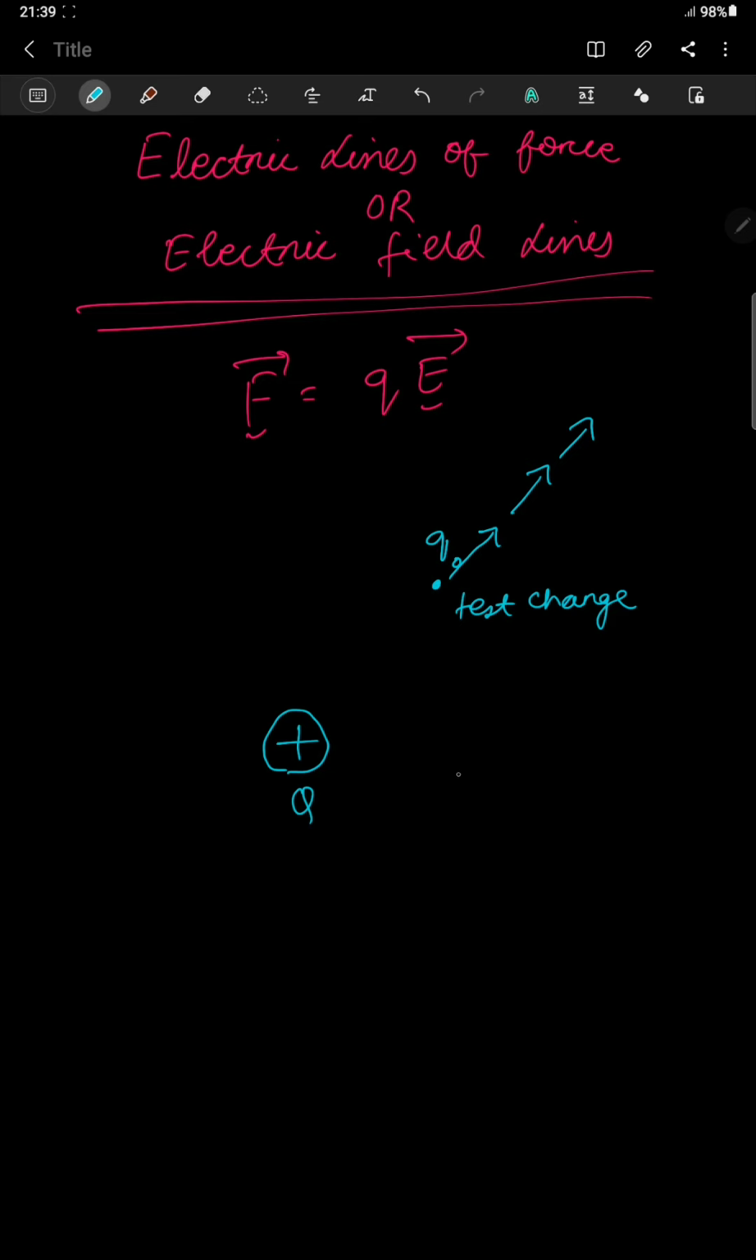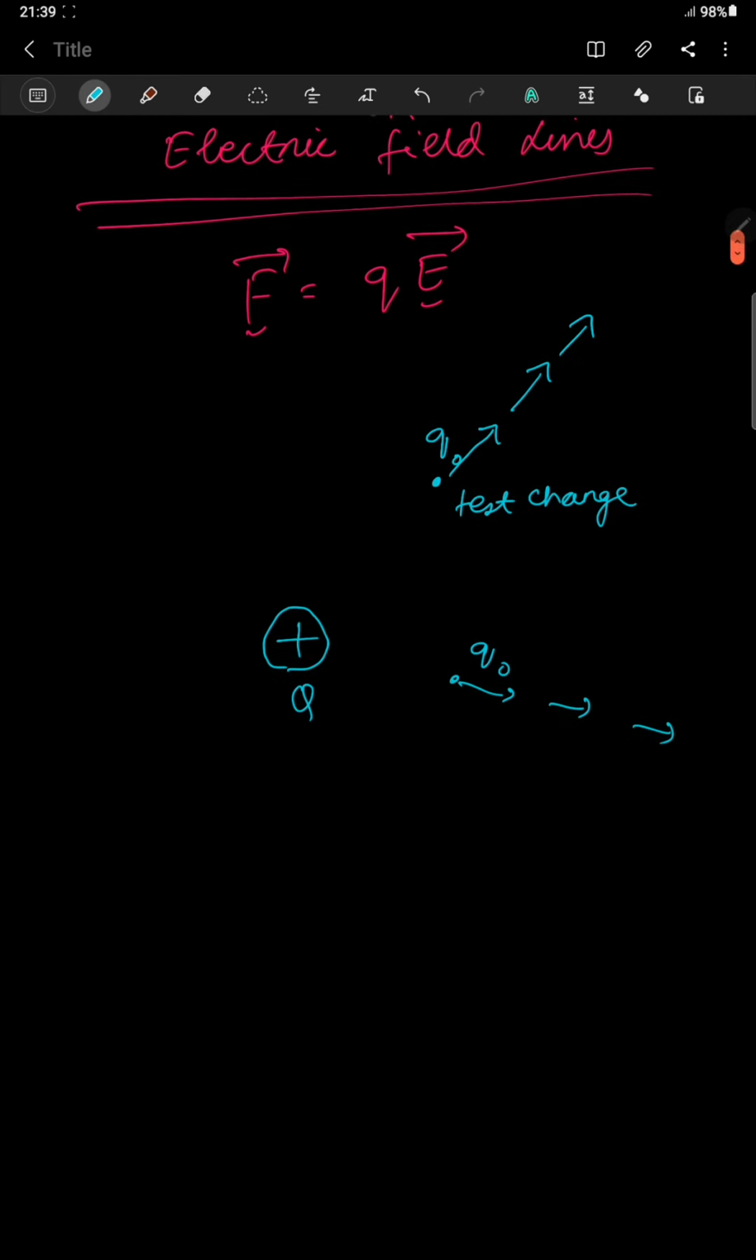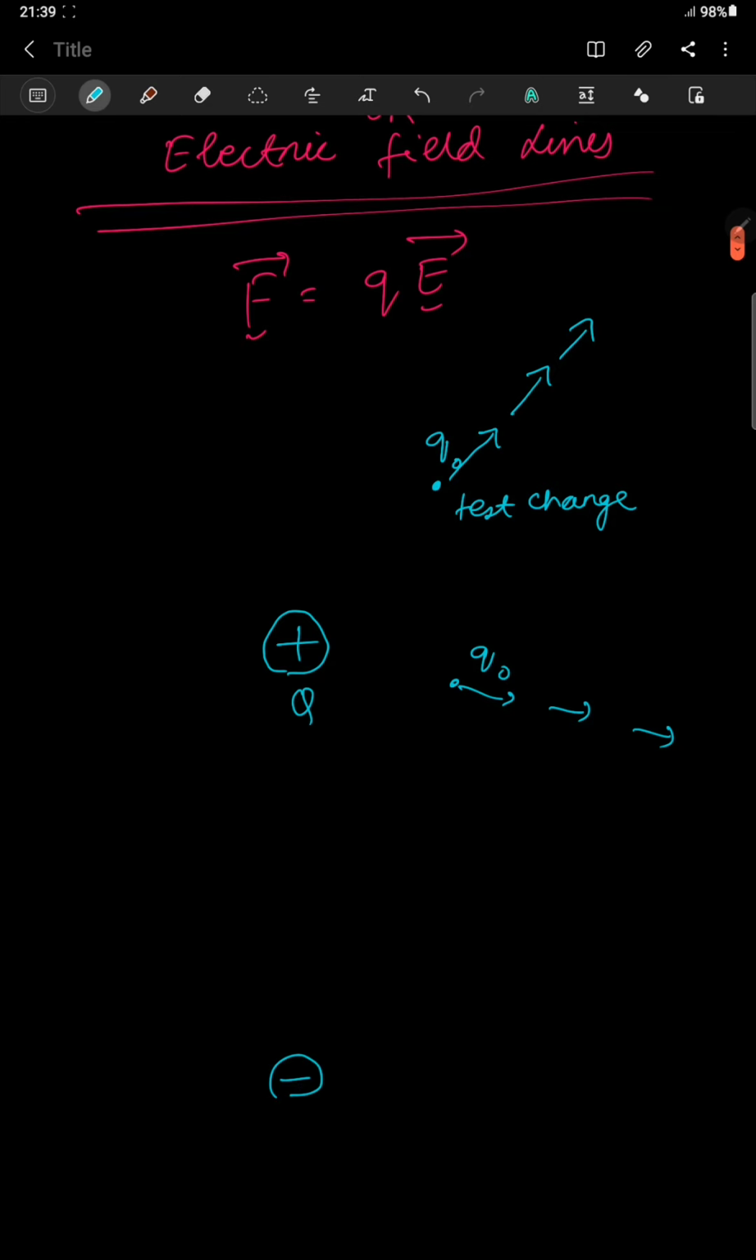Okay. Now suppose I keep the test charge here. It will move away. Okay. Now instead of this plus Q source charge, if I have a minus Q source charge, then if I keep a Q naught test charge here, what will be the direction of its motion? Where will it go? It will move towards it. Okay. So suppose I keep Q naught here, then this charge will move towards the source charge.